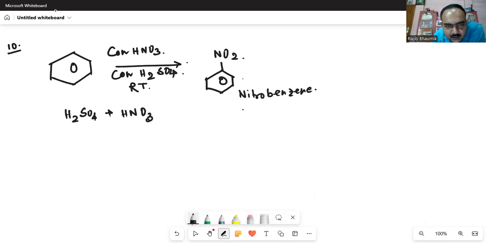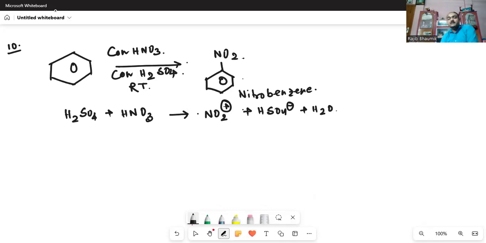HNO3 and H2SO4 will produce the NO2 plus electrophile plus HSO4 minus plus, यहाँ से पानी तो निकलेगा ही निकलेगा because H2SO4 is a dehydrating agent. So this is the reaction.